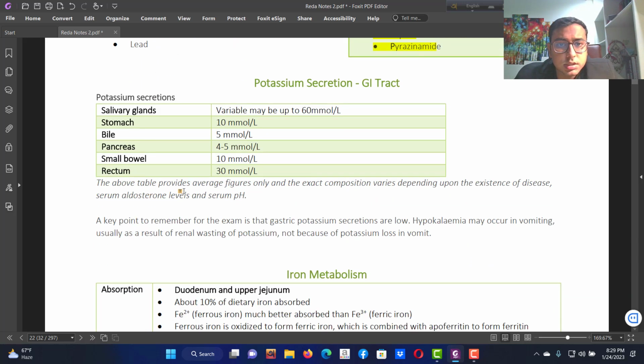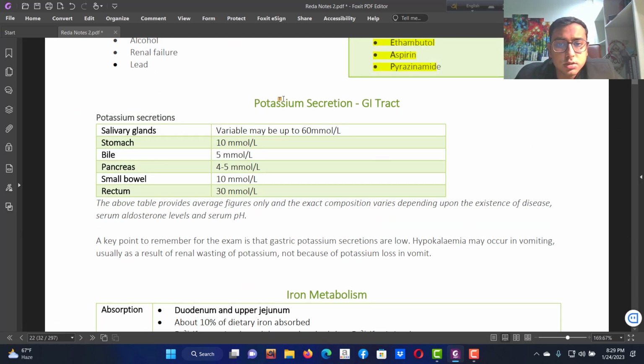Okay, now the potassium secretion by GIT. So you must know the normal secretive value. Like rectum, you see, mostly, I already told you where potassium is secreted more. The most important organ where potassium is secreted is the rectum. Another one is the salivary gland, variable up to 60. Okay, first one is salivary, then the third.